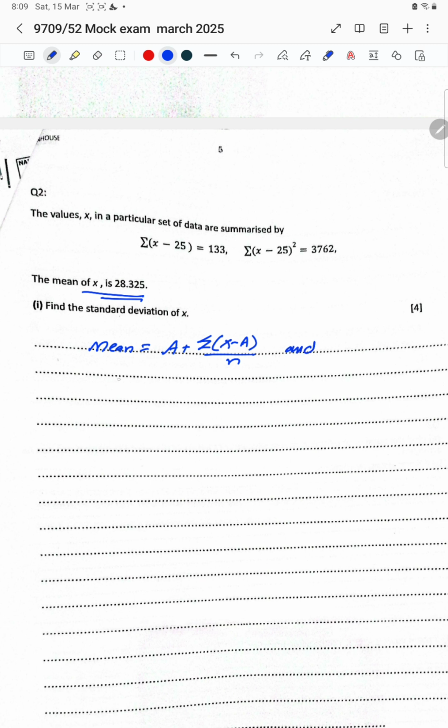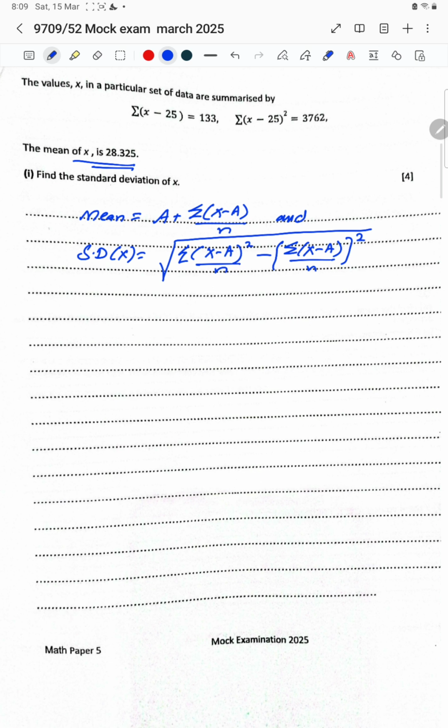And we also know that the standard deviation of x will be the square root of sum of x minus a whole square by n, minus sum of x minus a by n whole square. These are two formulae which we need to know before we start the solution. This is a 4 marks question, very easy question. Okay, start from the known, that is, mean is given to us.